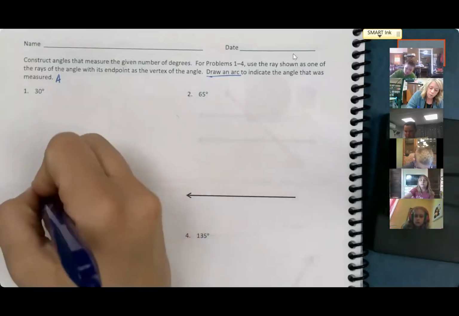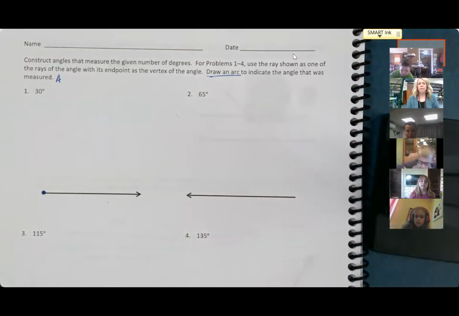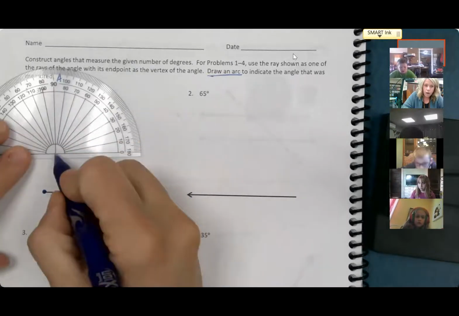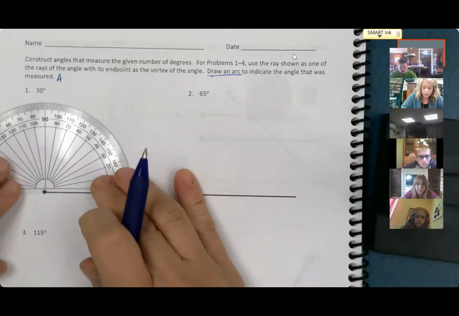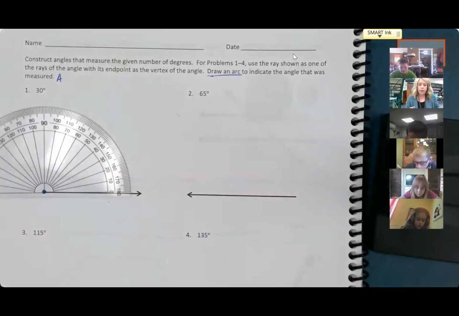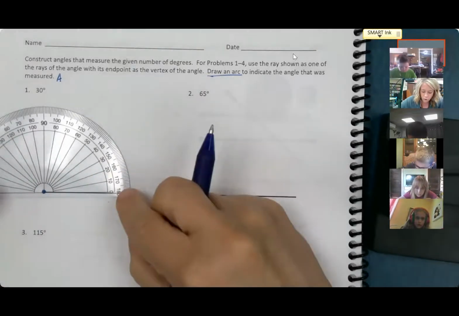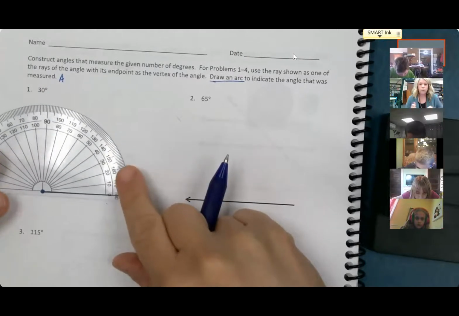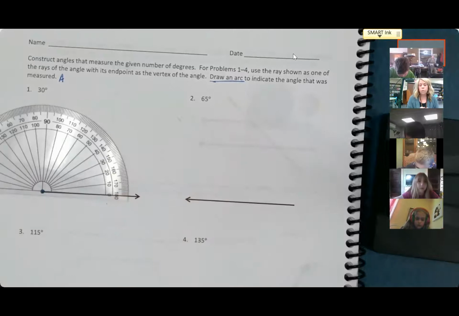So I'm going to put a vertex right here just so it makes it easier for me to line up my protractor. Just like yesterday, we have 2 major checkpoints. We're going to put the center right here of your protractor on the vertex. That's checkpoint 1. And then checkpoint 2 is making sure this ray is lined up with 0. So this is the most important part.